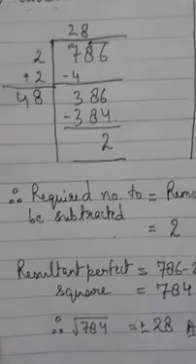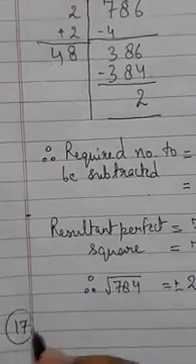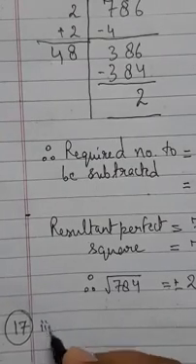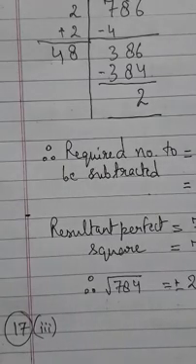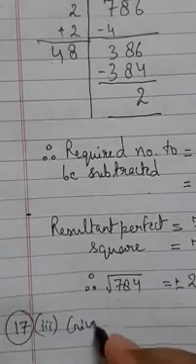Now I am going to proceed further with question number 17. And again I am going to do the third part of it, and you are going to attempt the first part as your homework. Question number 17 says, find the least number which must be added to each of the following numbers to make it a perfect square, and we have to find the square root of the perfect square. The third part is given as 4725.